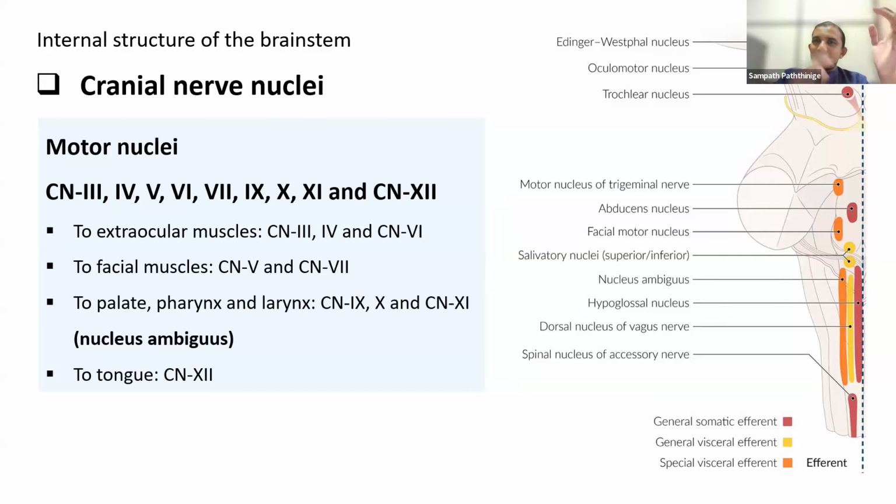And they are in a particular order. The third and fourth are in the midbrain, the fifth, sixth, and seventh in the pons, and then 9, 10, 11 in the medulla. So they are in an order from top to bottom.